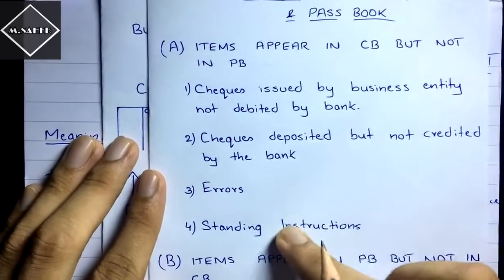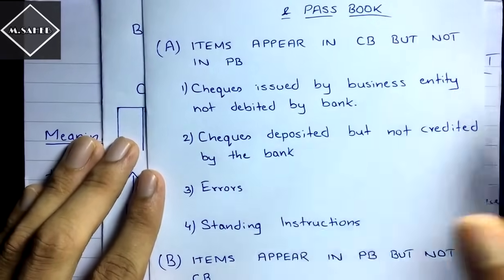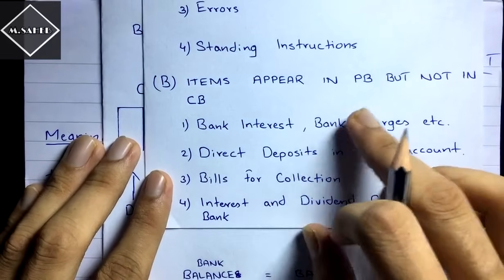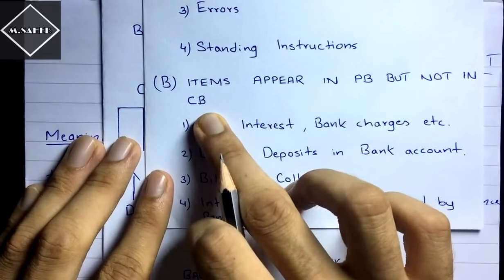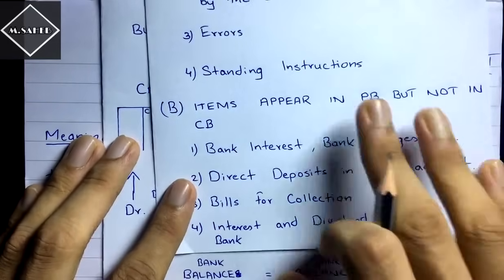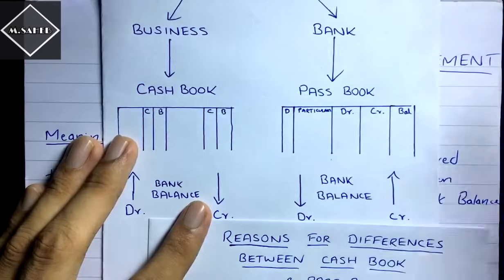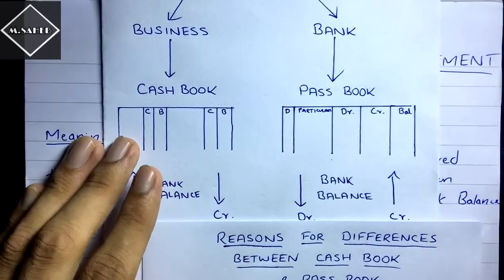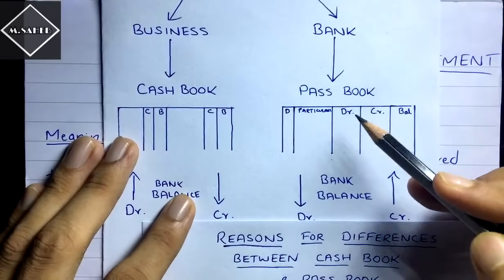These are the items that appear in the cash book but not in the passbook. And then there are items which are recorded in the passbook first but not in the cash book. For example, bank interest, bank charges, some charges, penalties, ATM charges, card charges, anything. Those charges will be recorded first in the passbook.